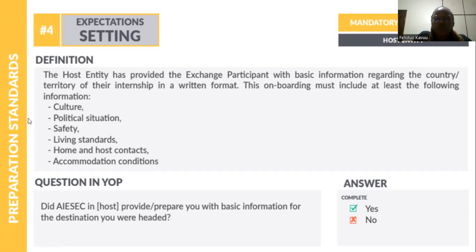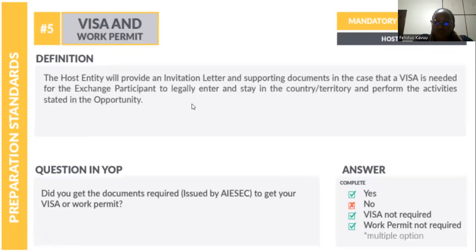At the bottom, I won't be going through everything in this slide, otherwise this video may be too long and get too monotonous, and it loses the point of what we're doing. But at the bottom, we will see how exactly the question will be asked in the Youth Opportunity Portal, which is expert. So don't let that confuse you. They'll ask, did ISEC in host, that is us, provide or prepare you with basic information for the destination you were headed to? So make sure you have sent this email with expectation setting.